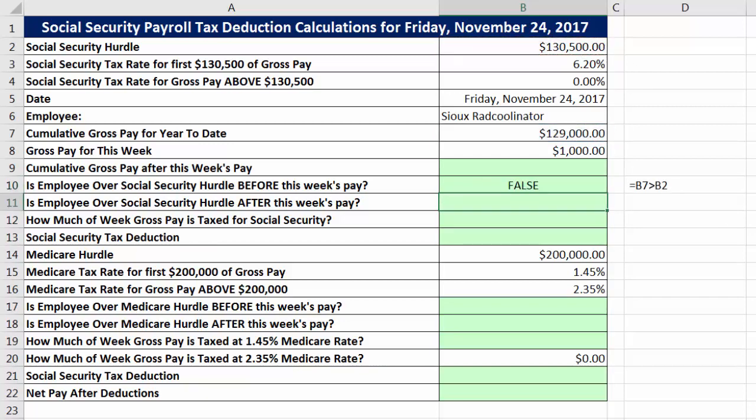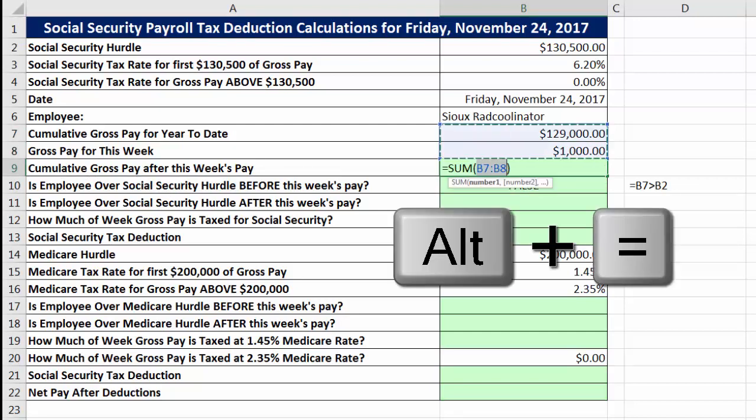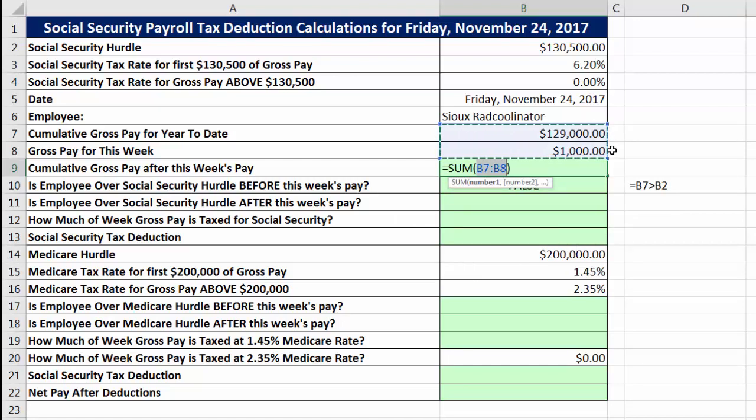And when I hit enter, we can tell that's false. We can do that one by ourselves by eyeing it. But the formula will always get it right. Now we need to add start cumulative plus this paycheck right here. Cumulative gross pay after this week's pay, Alt equals to invoke the sum function. Those two cells are correct, and enter.